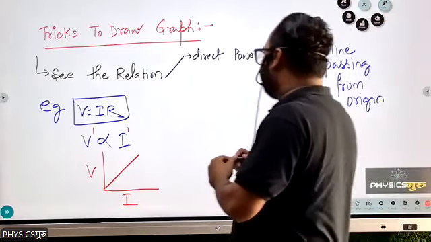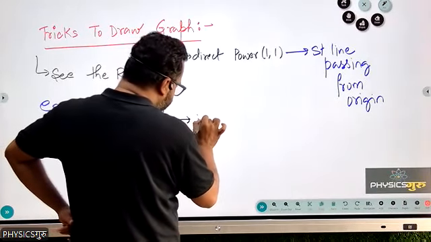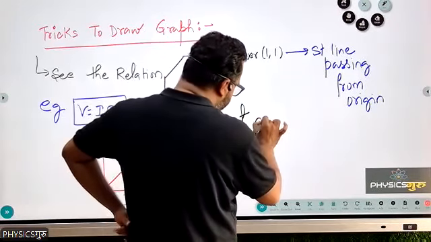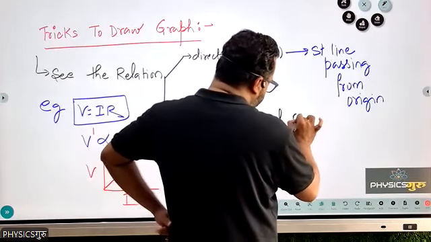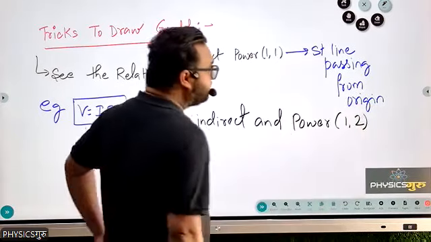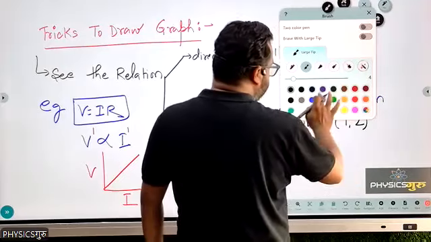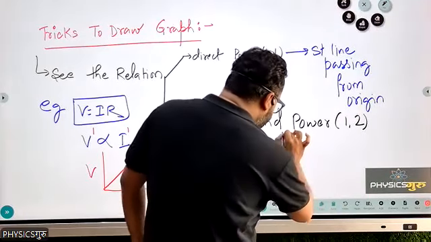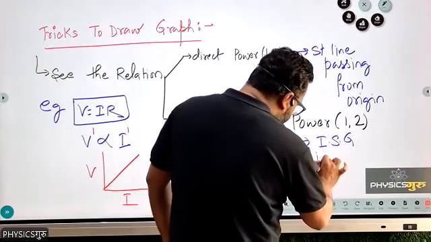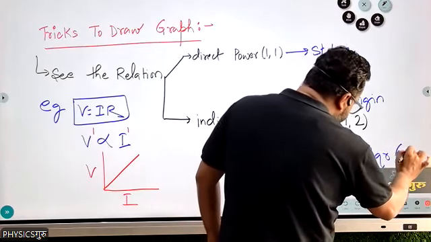Trick number 2. If the relation is indirect and the power is 1 comma 2, the nature of the graph will be the ISG graph. ISG means inverse square graph.